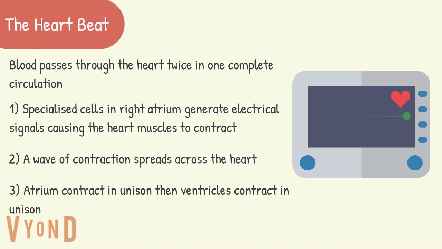Finally, the heartbeat. Blood passes through the heart twice in one complete circulation. Specialised cells in the right atrium generate electrical signals causing the heart muscles to contract. A wave of contraction spreads through the heart, causing the atria to contract first, followed by the ventricles, forcing blood to be pumped around the body.